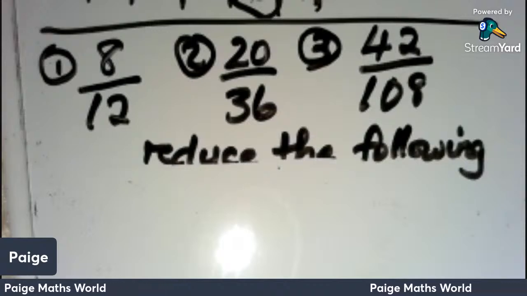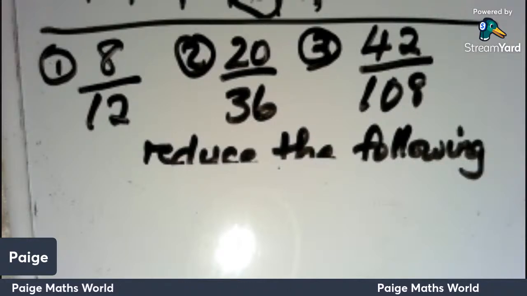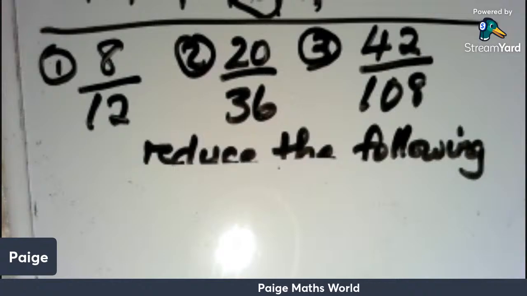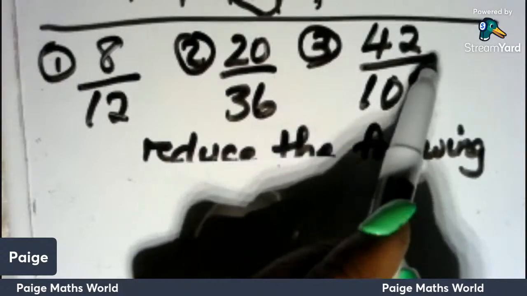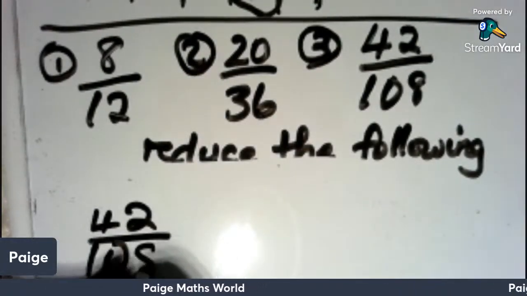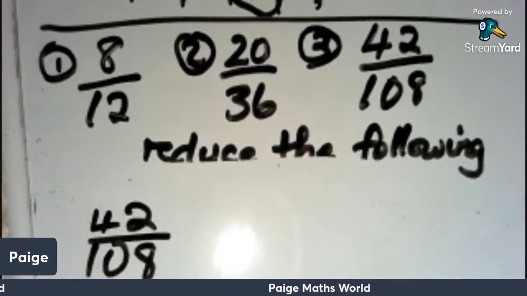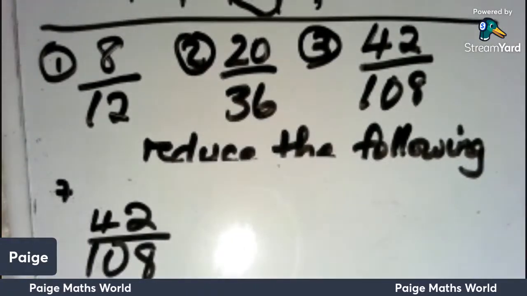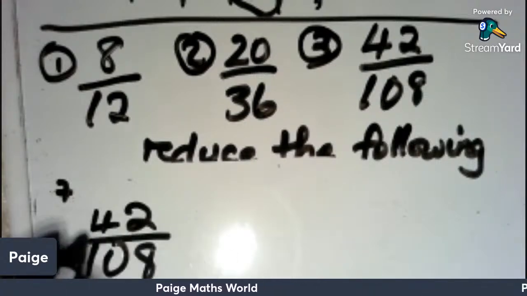All right, Raymond says 8. So 42, can it be divided by 8 without leaving a remainder? No? So we're going to try 6, because when you look at 42, 2 and 6, you would say, I'll use 6. So 42 divided by 6 and 108 divided by 6. 42 divided by 6 goes 7 times, right? And 108 divided by 6 goes 18 times.